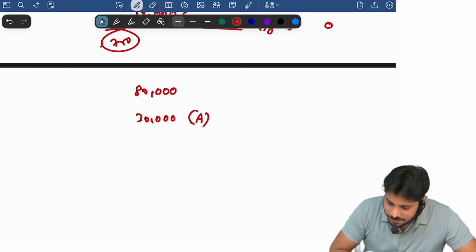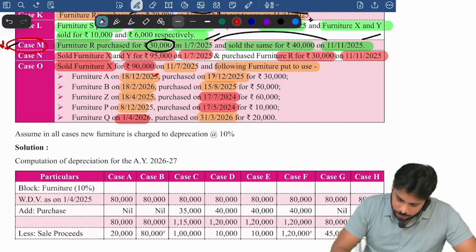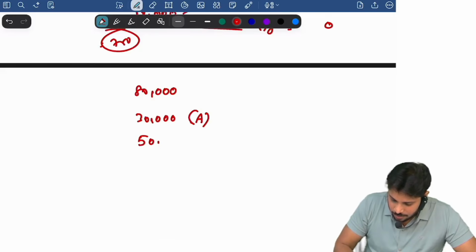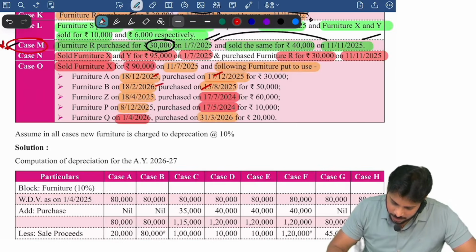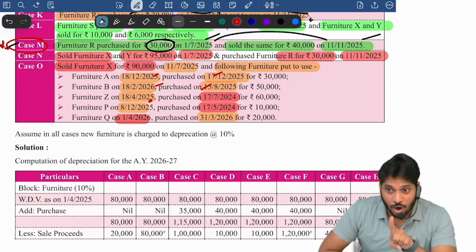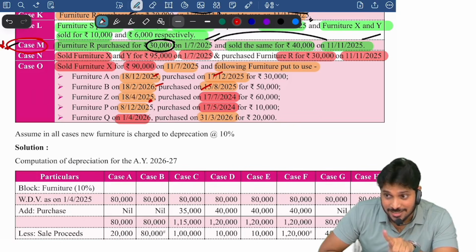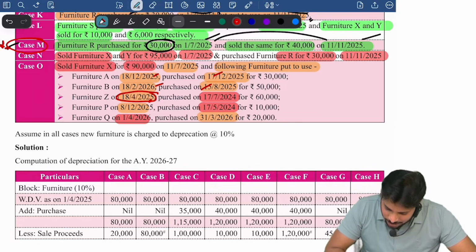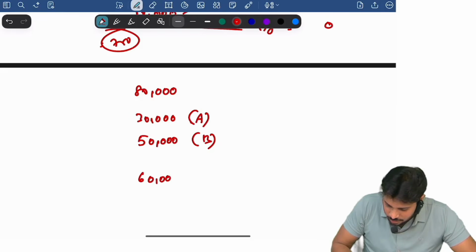Am I right? Next one, both are in the same year. How much is the value? 50,000. This is furniture B. Then furniture Z was purchased last year but used in the current year. But we will always add in the block based on usage date, not purchase date. Am I right? Usage in the current year, no. 60,000 I will add. Yes or no? 60,000 I will add.